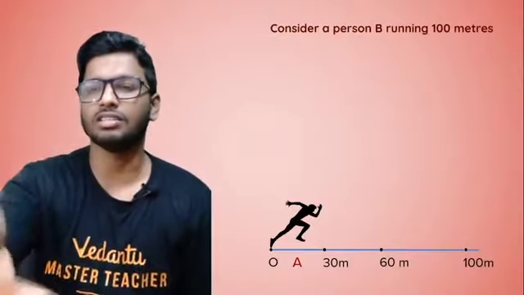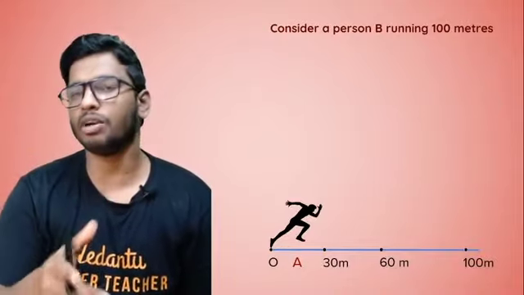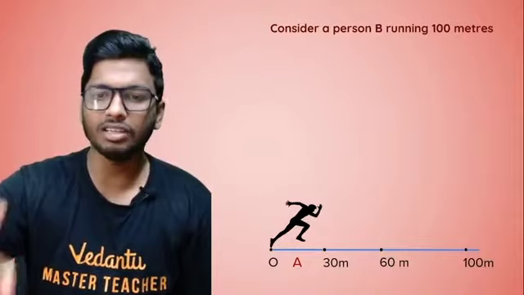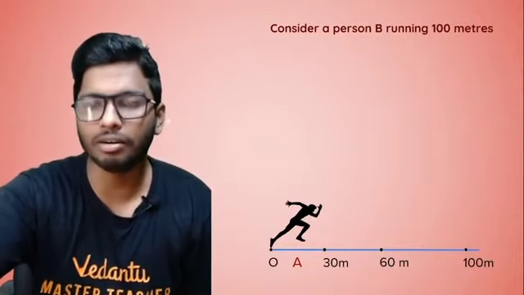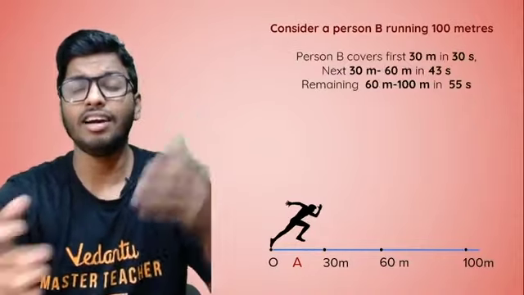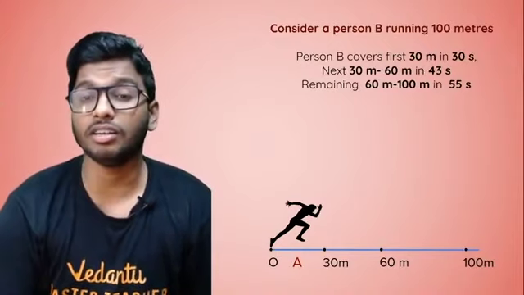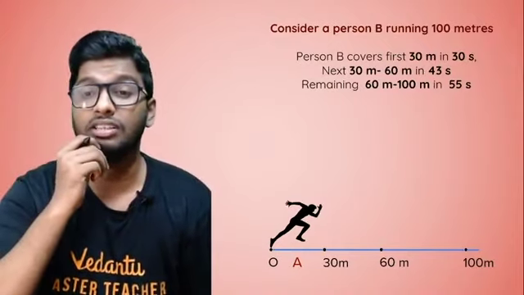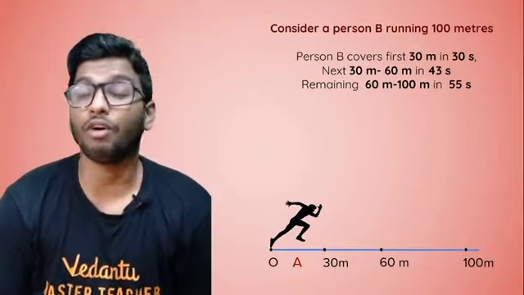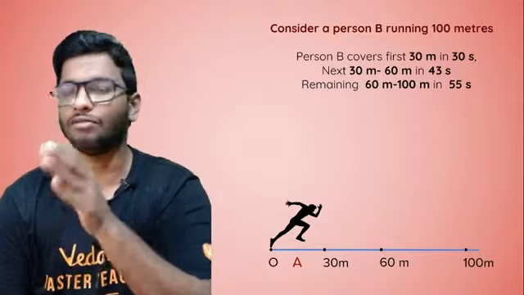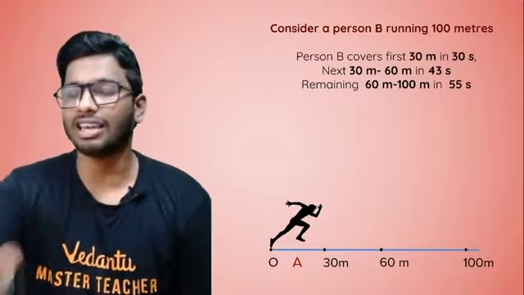Let's say a person is running 100 meters again. This time I'm going to check how much time it took for him to cover 0 to 30 meters, 30 to 60 meters, and 60 to 100 meters. In this case, I see that the person covers 30 meters in 30 seconds, another 30 meters, that is 30 to 60 meters, in 43 seconds, and another 40 meters, that is 60 to 100 meters, in 55 seconds.